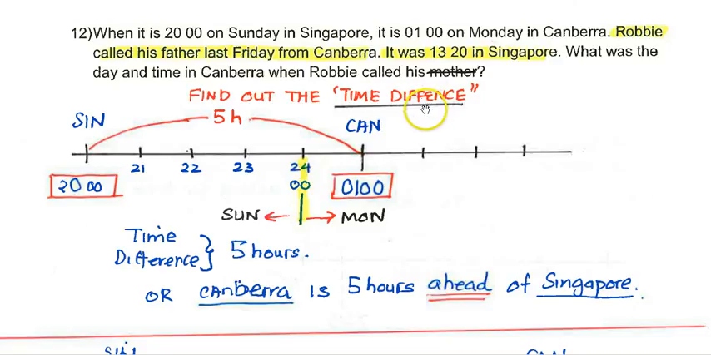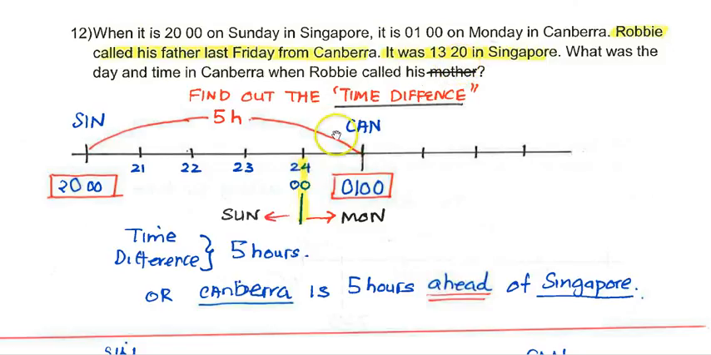So the question asked, it was 13:20 in Singapore afternoon. Now that has nothing to do with this. This is only to tell you the time difference. So when it's 13:20 in Singapore, what time will Canberra be?